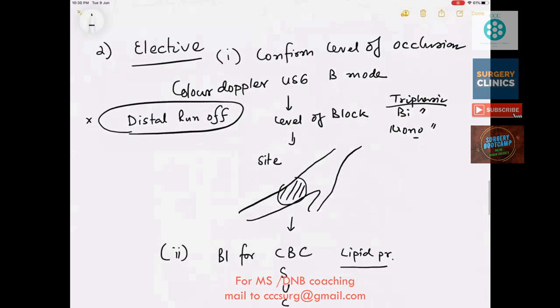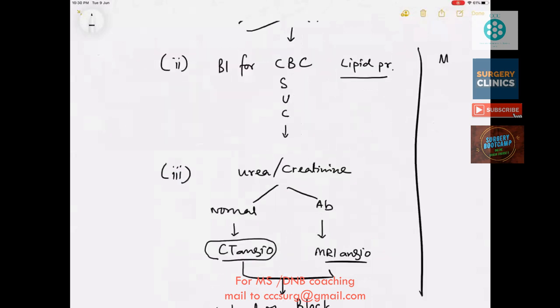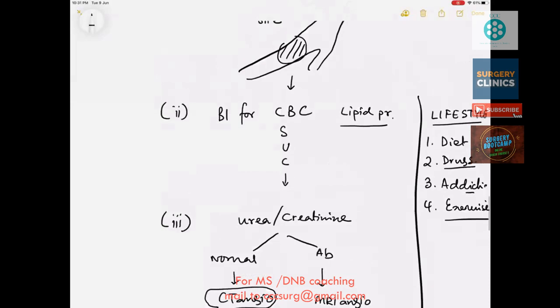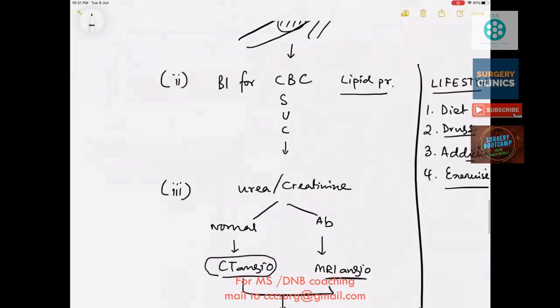Now, while the patient is doing this, remember the patient is given the next big group of changes, something called lifestyle modification, which includes factors like, number one, diet. Number two, drugs like aspirin and clopidogrel and pentoxifylline. Number three, bad habits like addictions which need to be stopped. Number four is exercise like brisk walking, which promotes collaterals. So diet, drugs, addiction and exercise along with lifestyle modification. So this completes the conservative management.